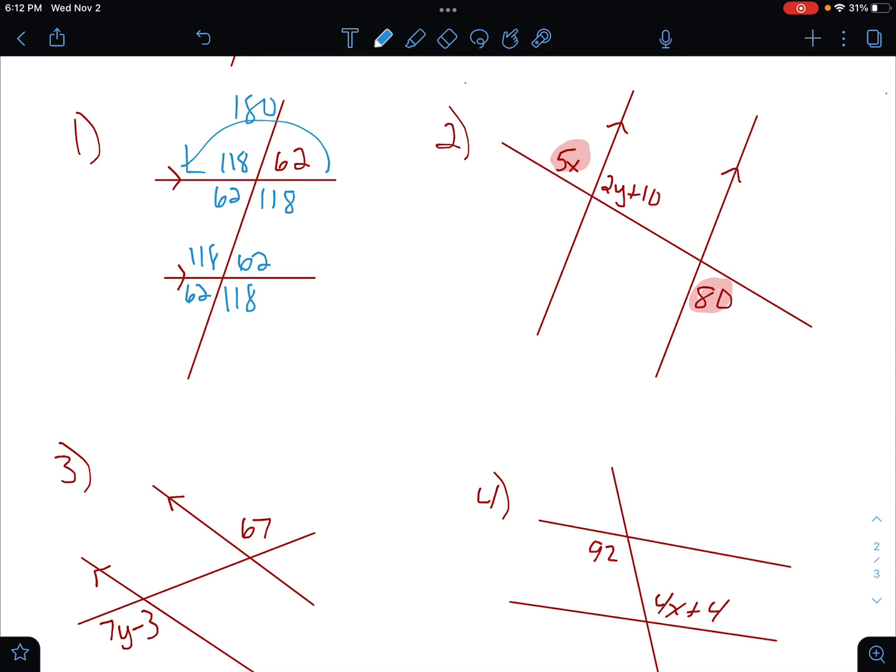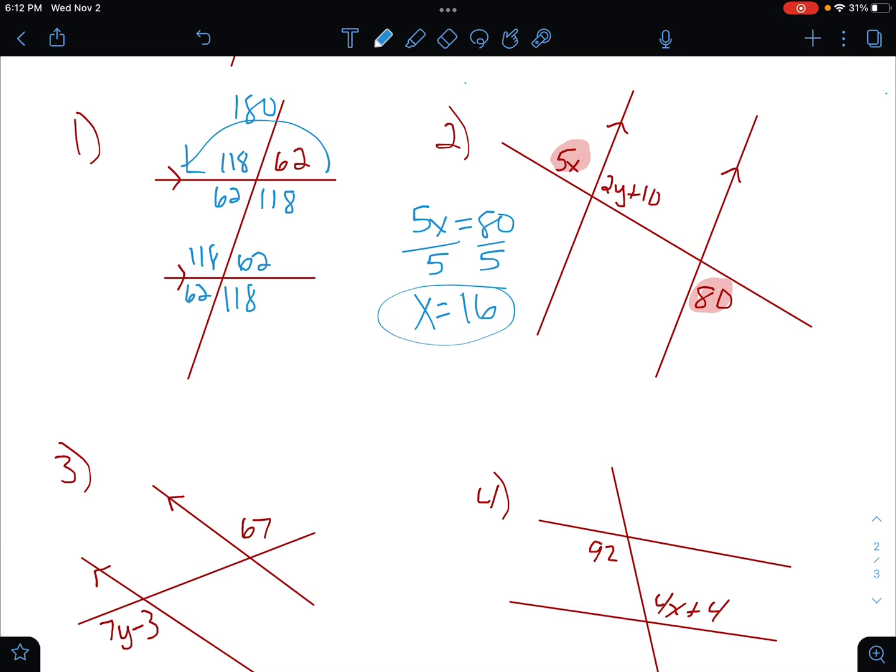So that's step 1. Identify what kind of angle they are. Step 2, what do we know about alternate exterior? We know that they're congruent. So now I'm going to set them equal. So we have 5x equals 80. Divide each side by 5, and x equals 16.